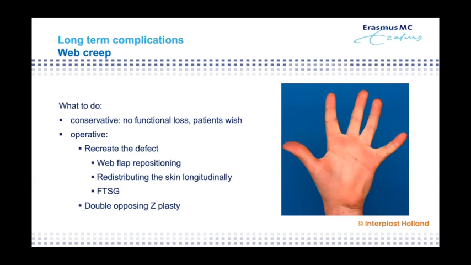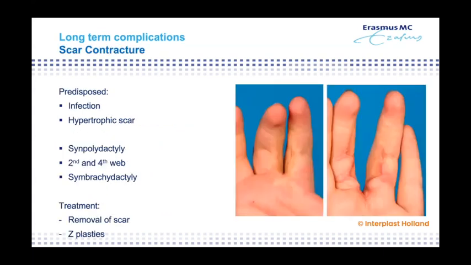And in some cases, if the skin is okay but still too distal, I would do a double opposing Z-plasty. And if the scars are stable and supple, I don't mind the scars. I just draw the Z-plasty across the scars and use them as flaps.